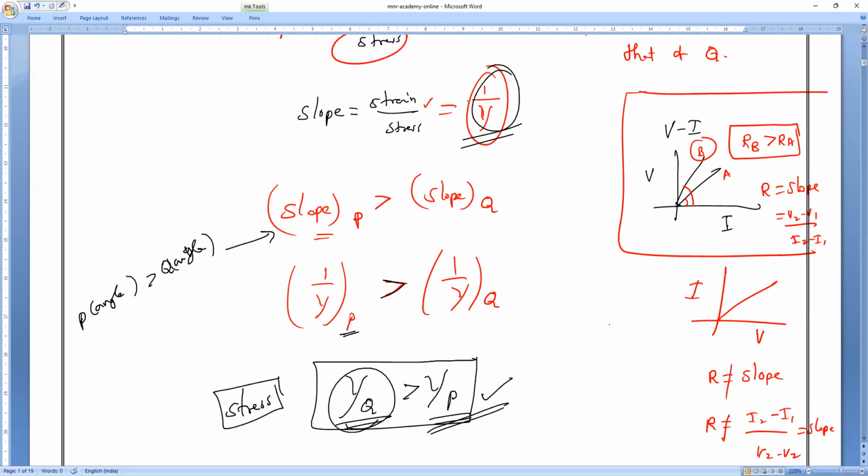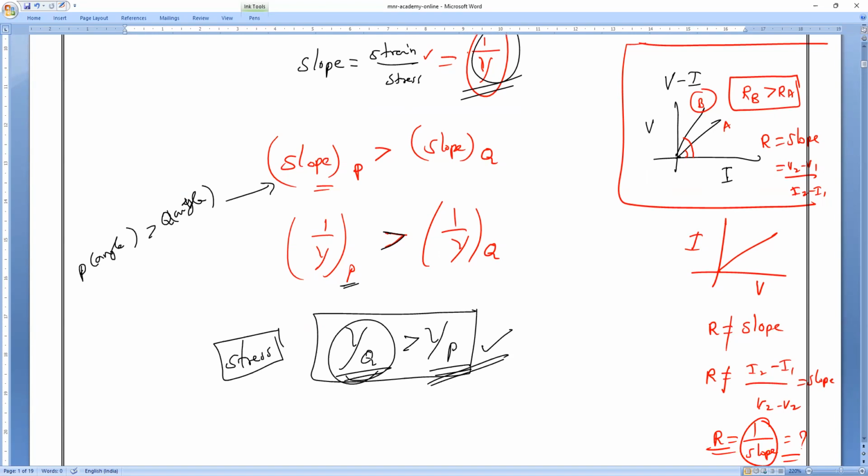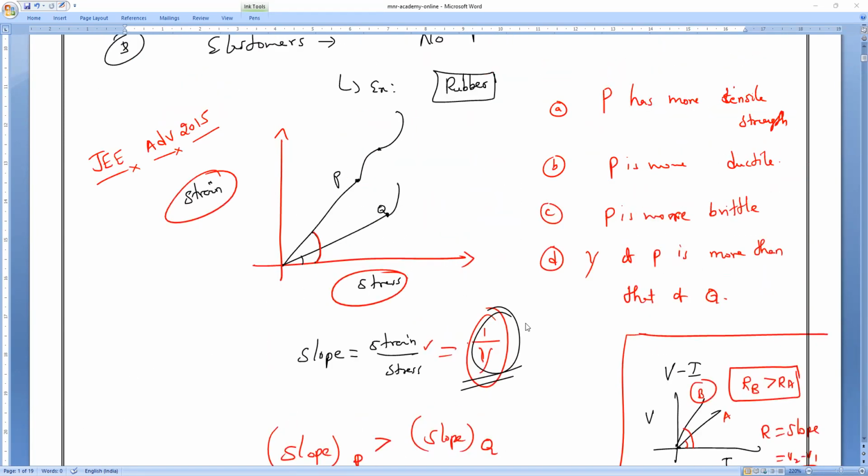Now you can go to the options, all of you. So Young's modulus, who is greater, Q or P? Who is having greater Young's modulus? Q is having. But here they have given the option, Young's modulus of P is more than that of Q. So option D is wrong.